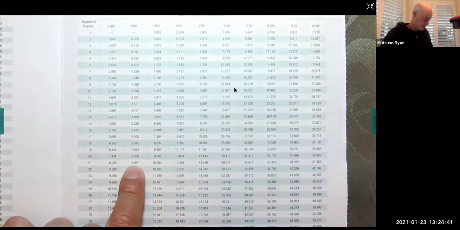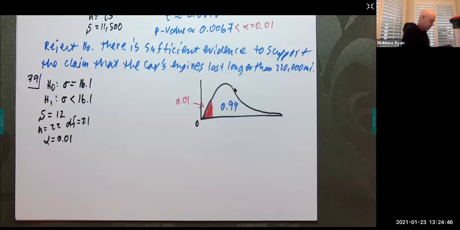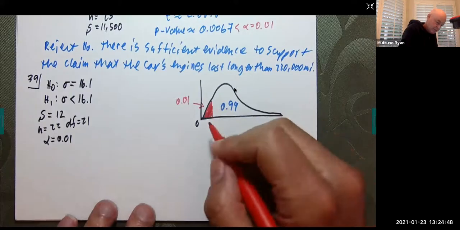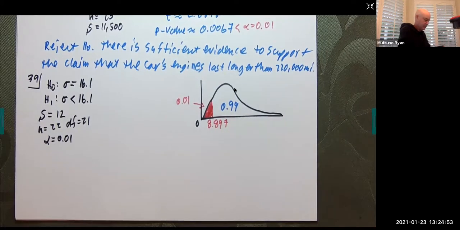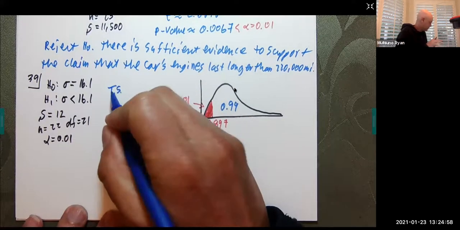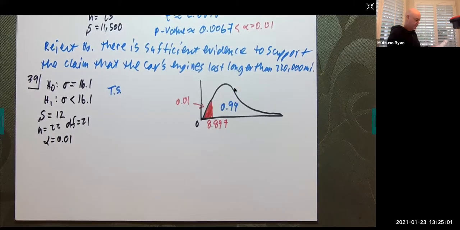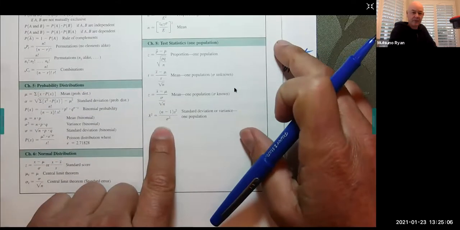So here, area to the right is 0.99. Our degrees of freedom are 21. Over there, yes. So it looks like my critical value is 8.897. And our test statistic uses this formula. This one here, to get our test statistic.